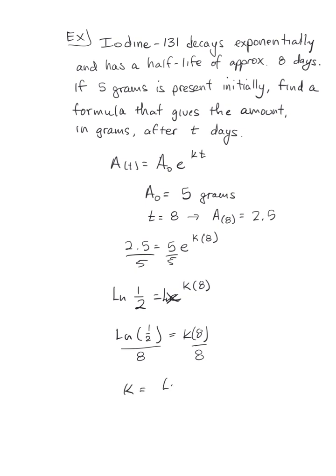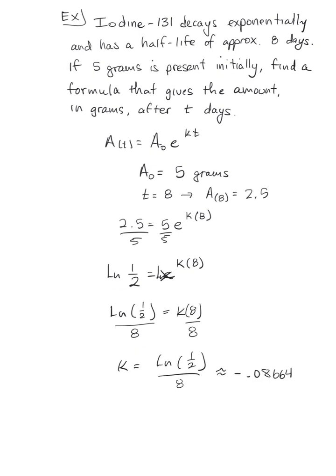K is the natural log of 1/2 divided by 8, which is approximately negative 0.0866. For these relative growth or decay rates, it's wise to use as many decimals as possible just to be more accurate. If you're going to use it as a model to make predictions in medical procedures and things like that, accuracy is important. So I tend to use a few more decimals for these relative growth or decay rates. So that's the value of k.